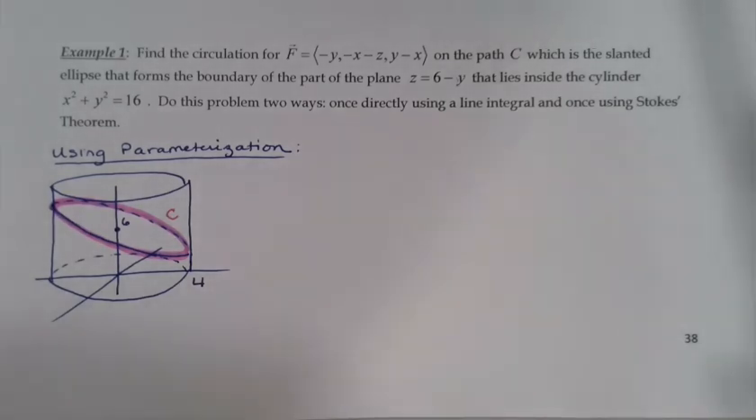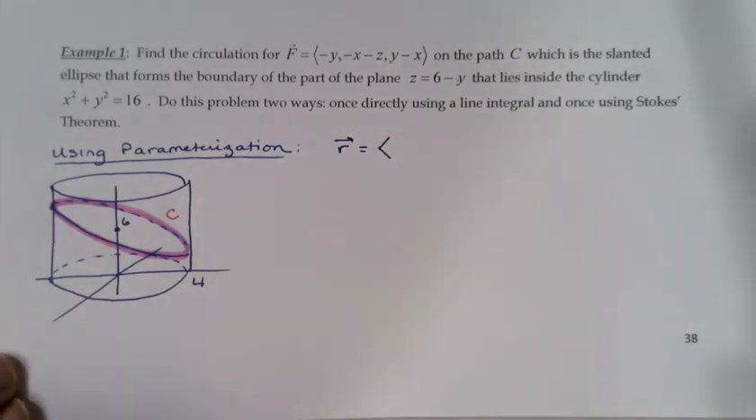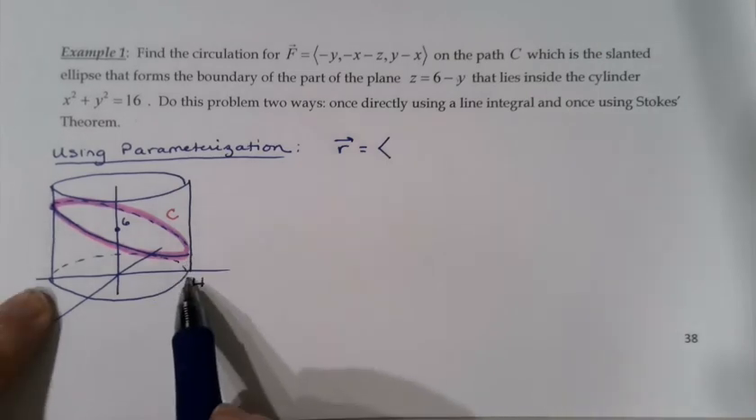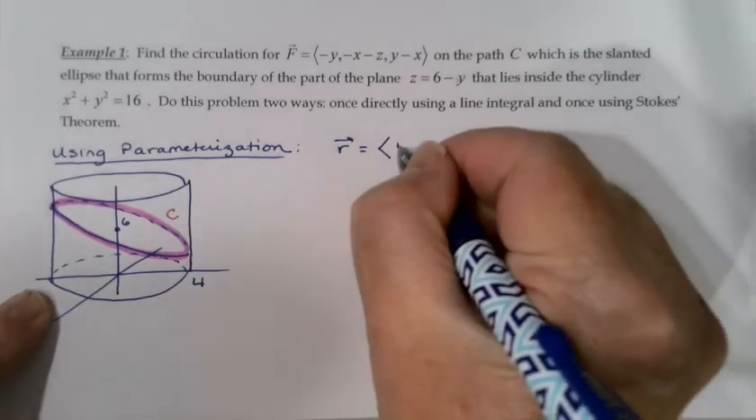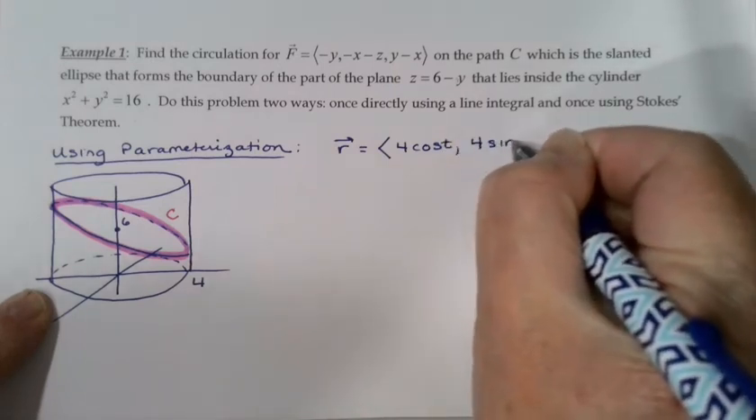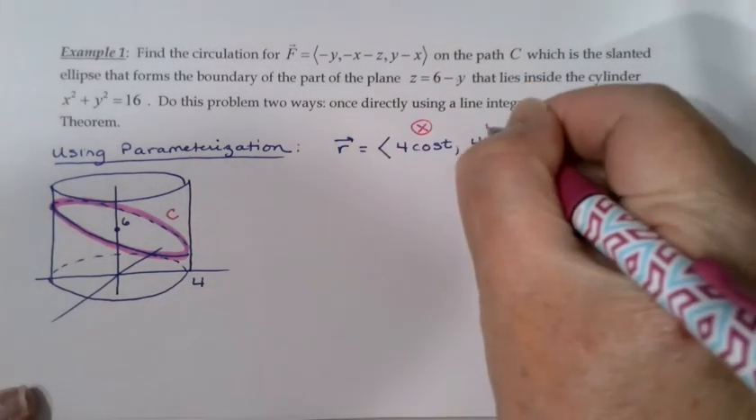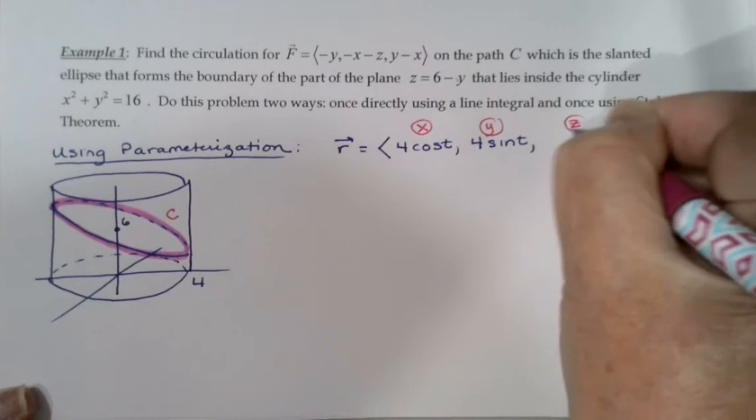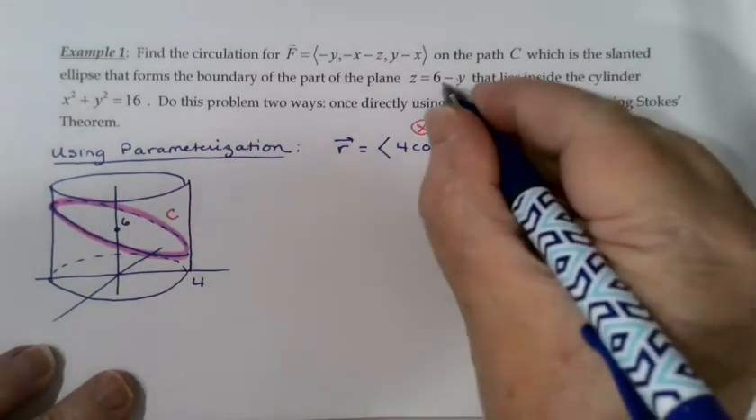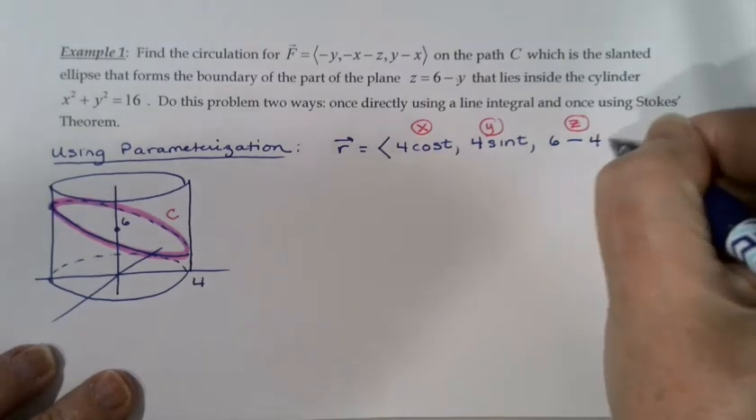If I'm going to parameterize, then my first job is to parameterize C. Since C is above the circle of radius 4, I can use 4 cos t and 4 sin t as my x and y. And then z is 6 - y. Notice I've already defined x and y here, so when I go to define z, I'll have 6 minus, and then I'll put in for y the 4 sin t.